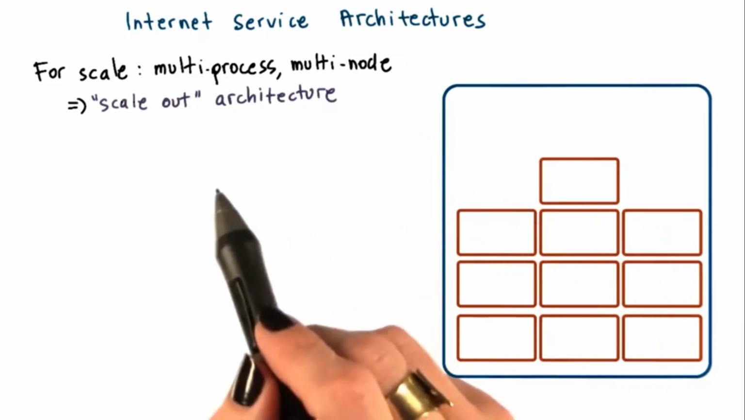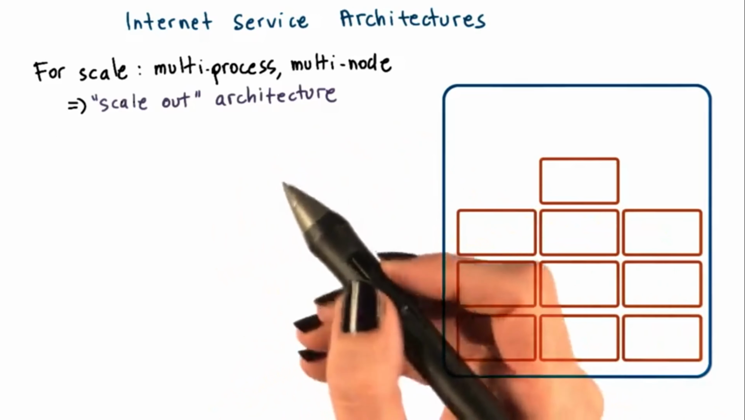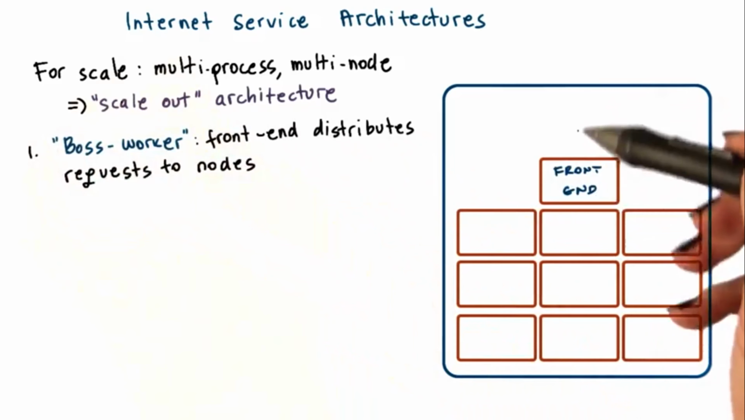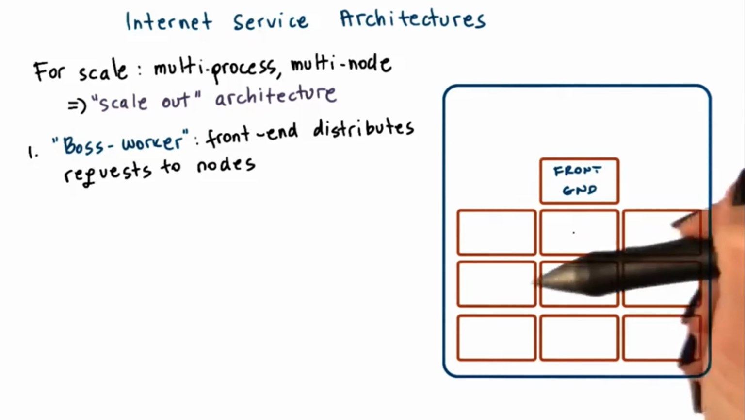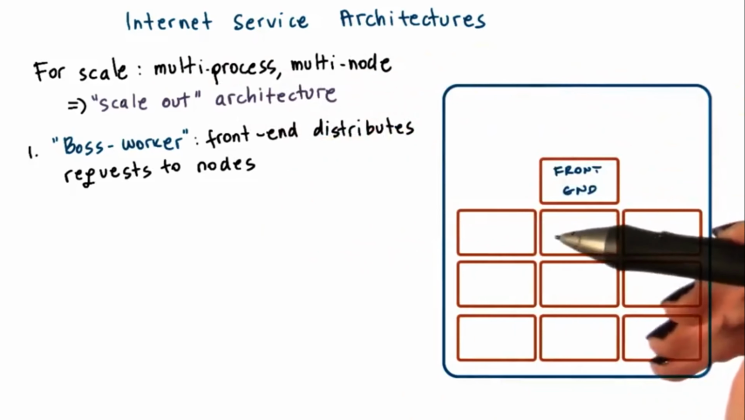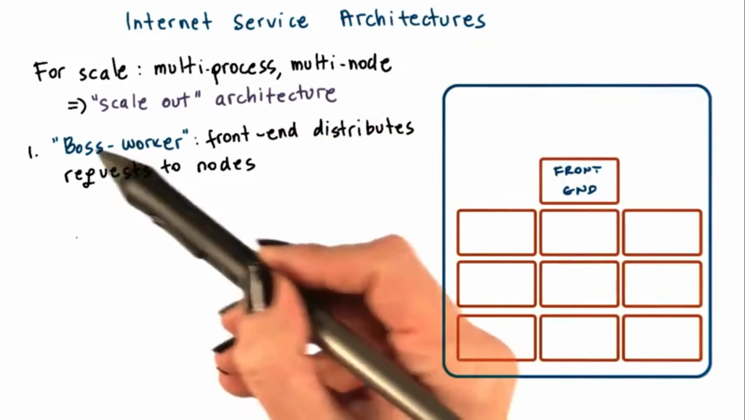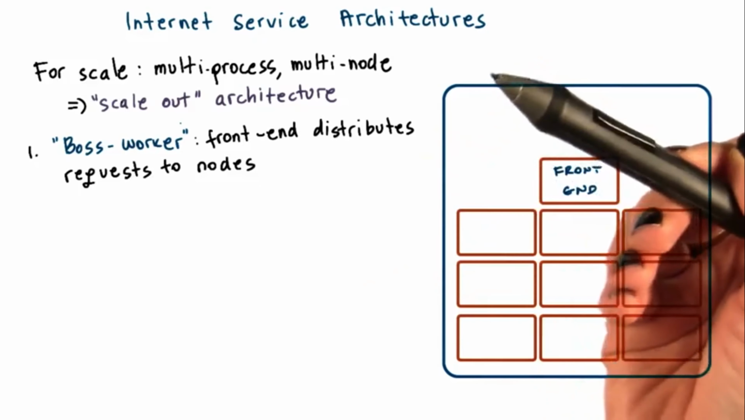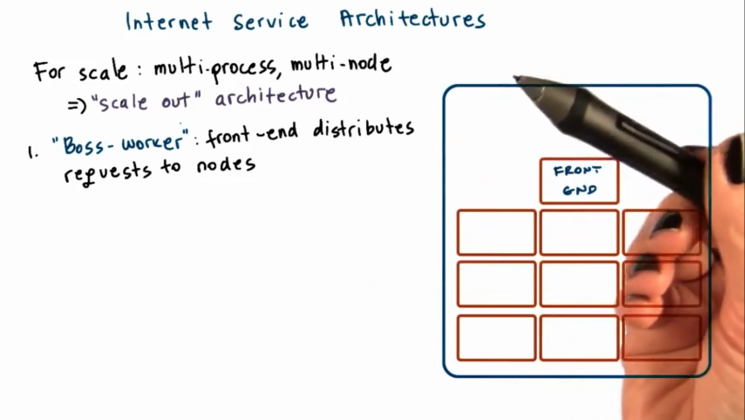A typical architecture could then be organized as follows. A front-end dispatching or load balancing component would route the incoming request to the appropriate or available machine that implements the Internet service. This is in some sense similar to the boss-worker pattern that we discussed when we talked about structuring multi-threaded parallel programs.